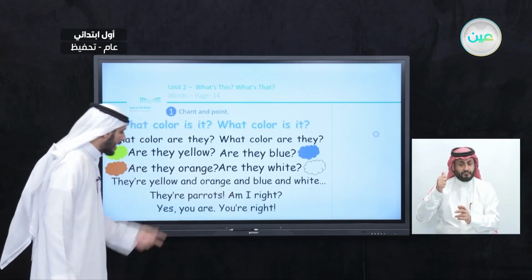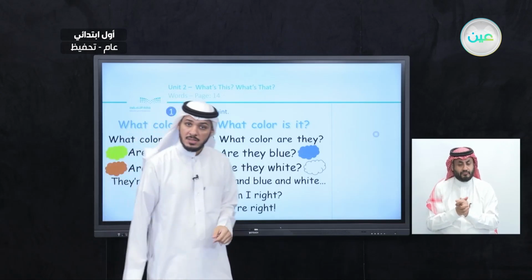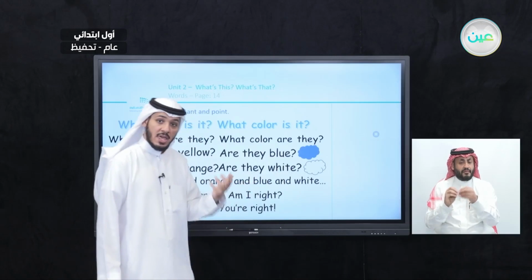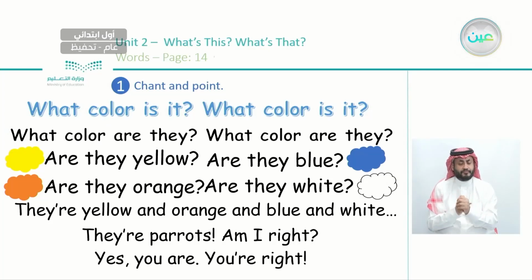Am I right? Yes, you are. Okay, what does it mean, parrots? Excellent. So they are parrots. The parrots have many colors. They have what? Yellow, orange, blue, and white.